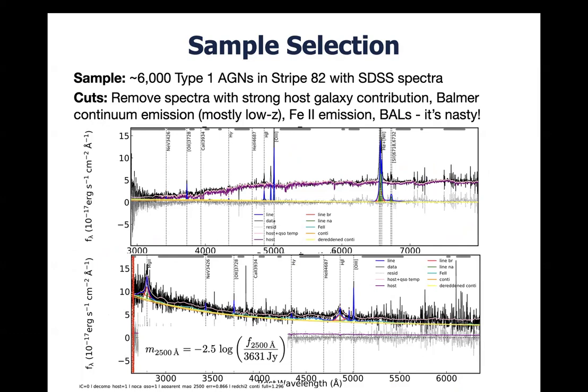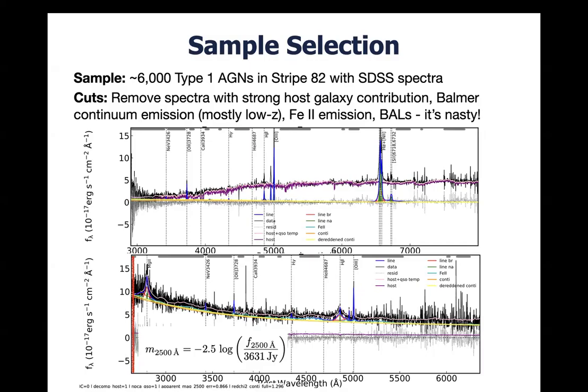Because that tells you that the variability you see is coming mostly from the disk. But a lot of objects have host galaxy emission dominated by the host, so that mostly affects your lower redshift objects. So we tried to remove those and did a lot of tests to make sure that's not affecting us too much. Some objects have crazy broadened iron emission everywhere, and we will get rid of those. And the bowels at higher redshift, so it's pretty nasty.